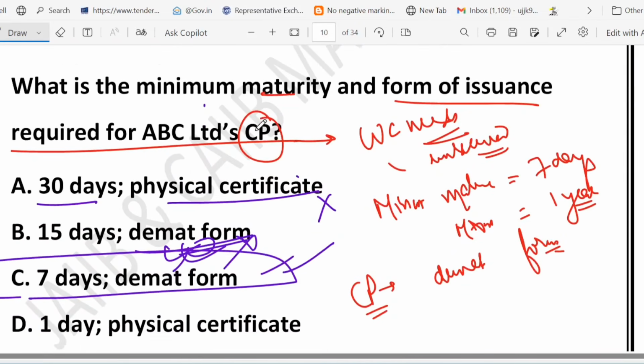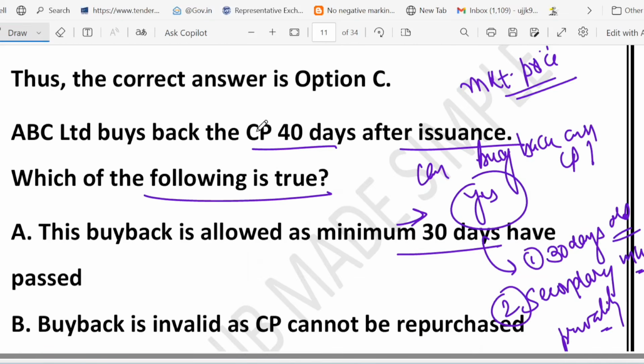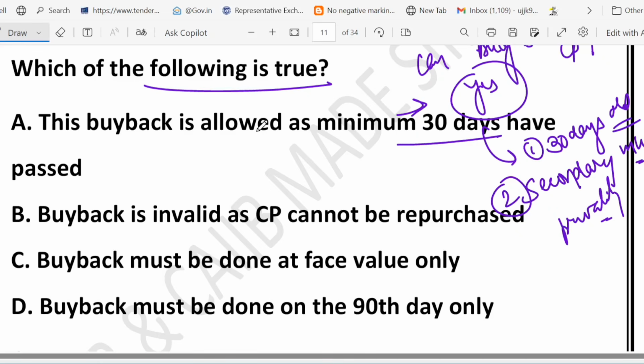Now, in this case, CP was issued for 90 days. ABC Limited wants to buy it back on day 40. So obviously, let's go through each and every option. Option A says the buyback is allowed as minimum 30 days have passed. Yes, this is correct. As per RBI guideline, buyback is only allowed after 30 days. Since 40 days have passed, this is absolutely valid.